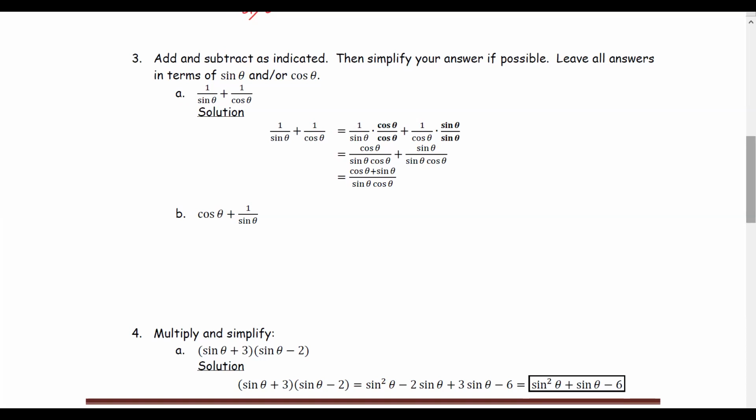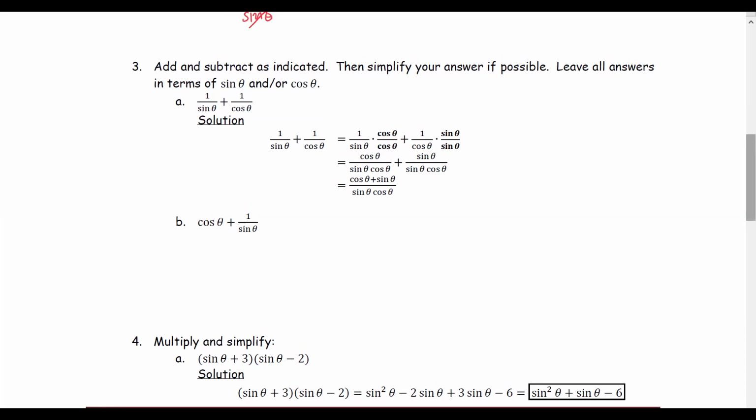To simplify, since both of them have different denominators, we are going to find a common denominator, which is the product of sine and cosine. So we multiply the first term, both numerator and denominator, by cosine theta. Similarly, for the second term, we multiply the numerator and denominator by sine theta. So now both of them have the common denominator, and then regroup them to get cosine theta plus sine theta on the top divided by sine theta times cosine theta.